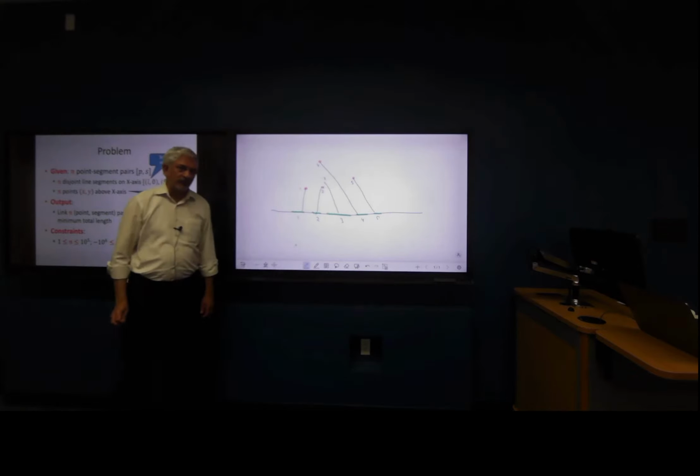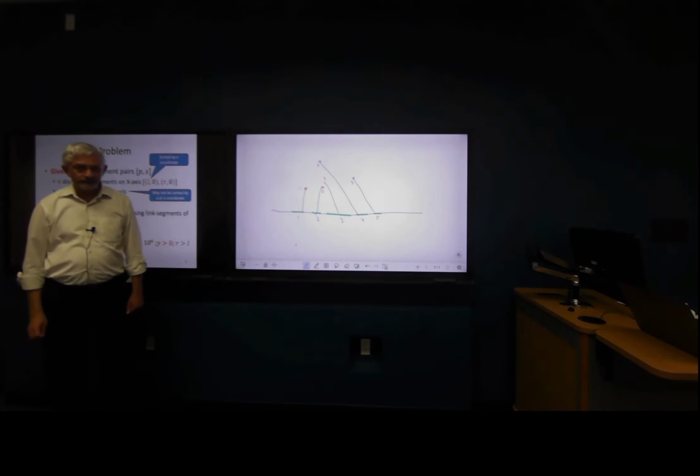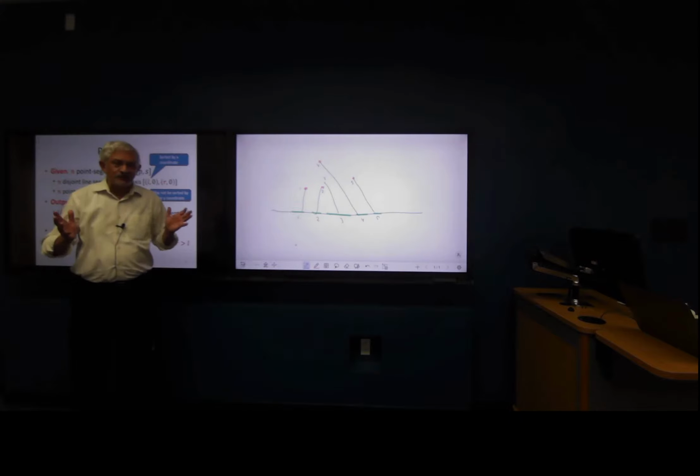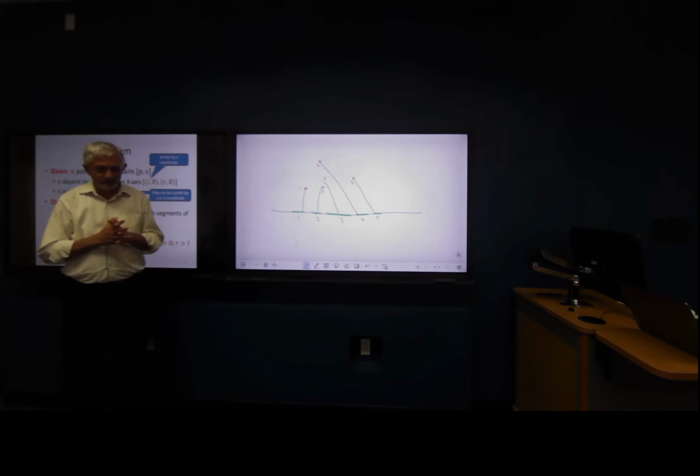Three moved. Okay. Now this may not be the smallest possible. It's possible. You have to make it as small as possible.